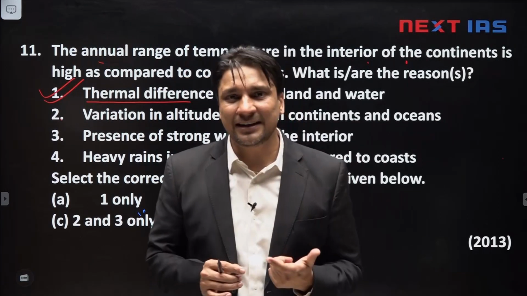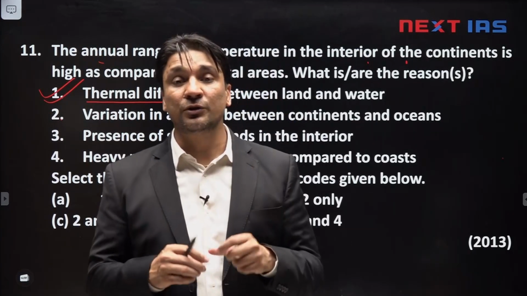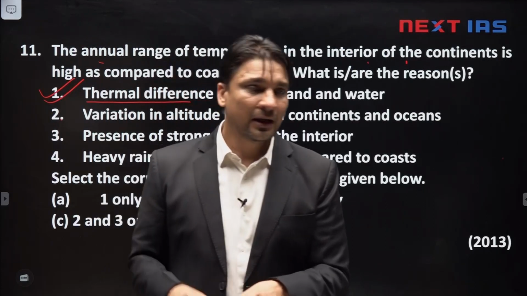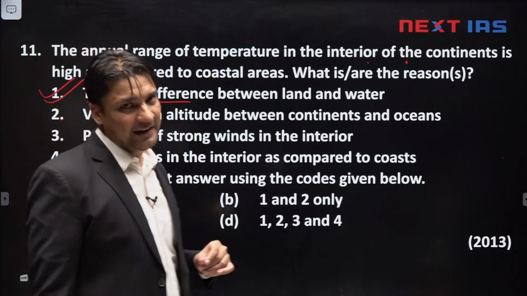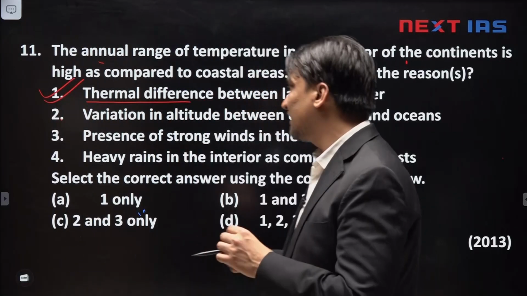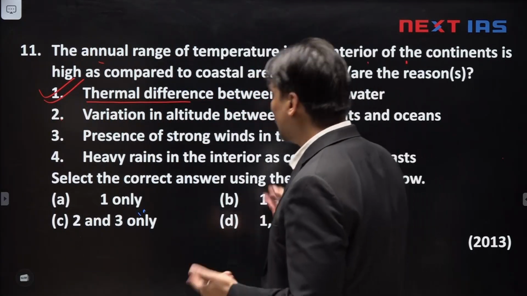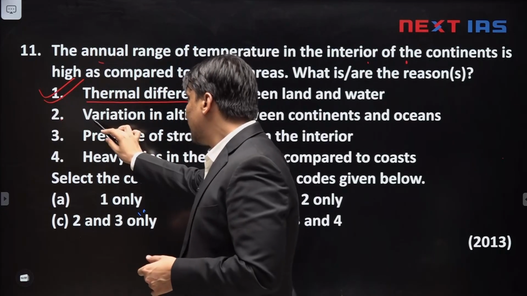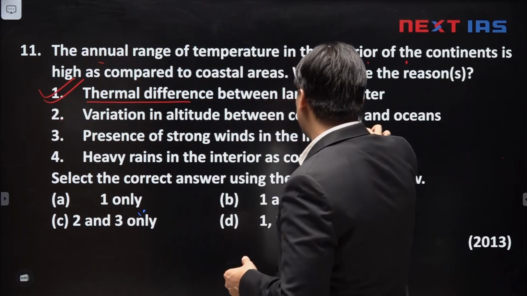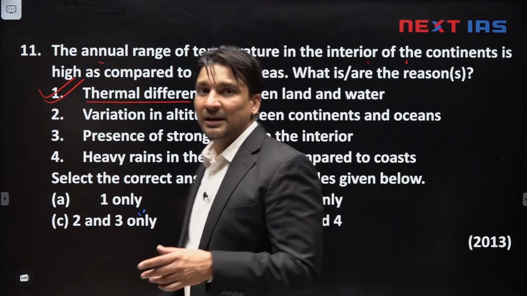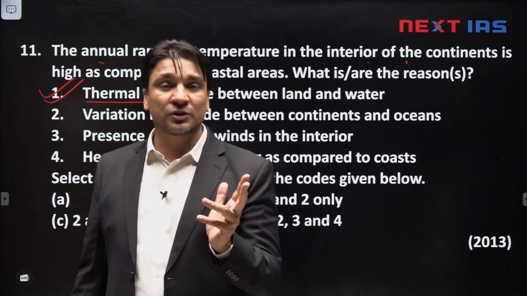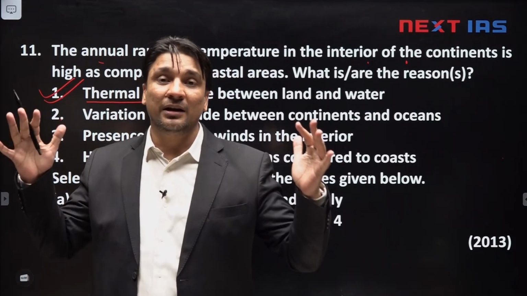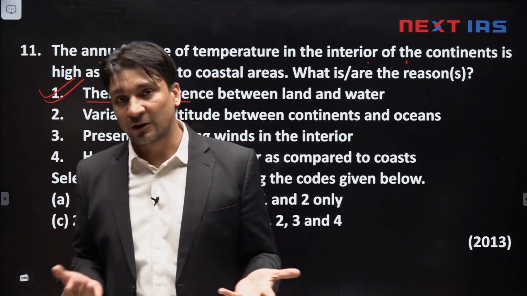They are quickly heated during summertime and quickly cool down during the winter time. Okay, that's why there is a high range of temperature in continental areas and low range of temperature in the oceanic area. So this is correct statement. Variation in altitude between continents and oceans. The altitude may reduce the temperature, but it does not control this annual range of temperature which is found in continental areas.